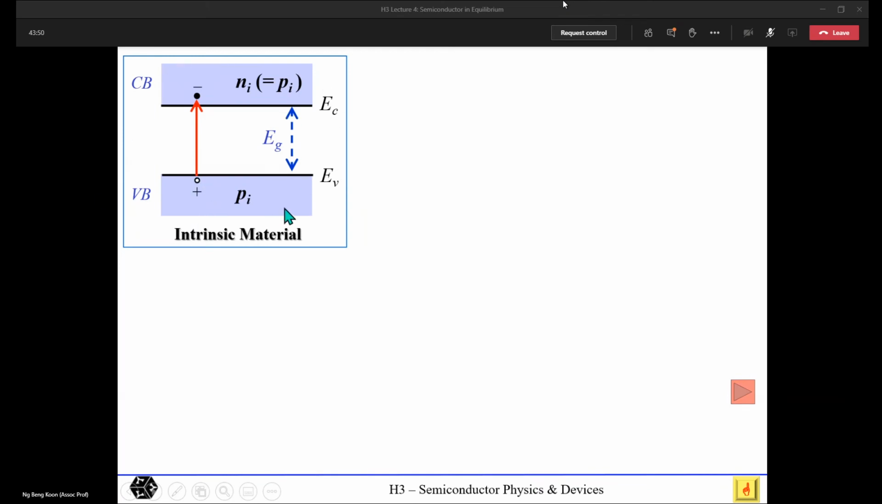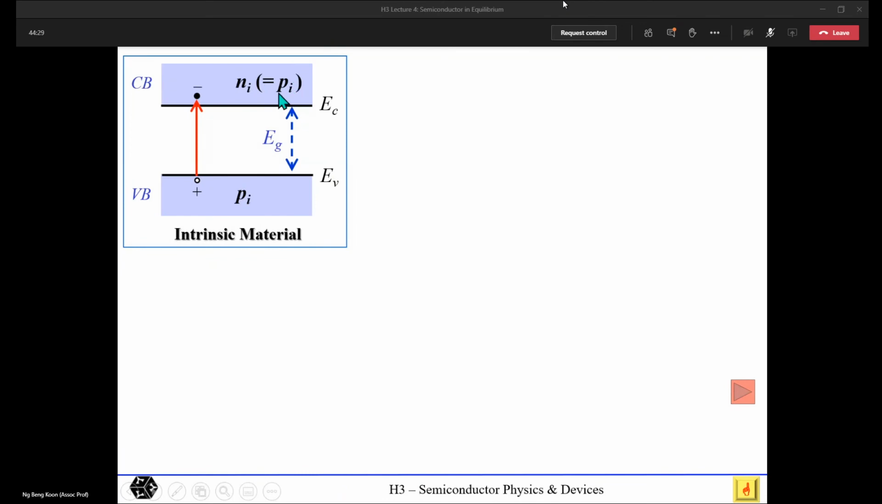In such a pure semiconductor material, the number of electrons in the conduction band is always equal to the number of holes in the valence band, because the process where these free electrons and holes are created is due to this band-to-band transition. Every electron that's produced always gives you a hole. So the concentration of electrons, in this case denoted as n_i because it's intrinsic, the subscript i indicating intrinsic, is always equal to the hole concentration of the intrinsic material.